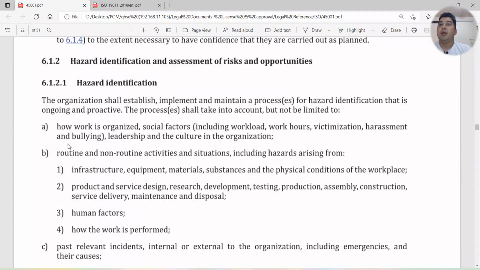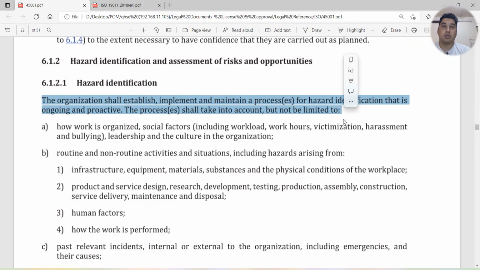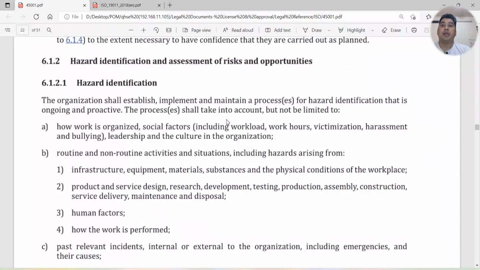The organization shall establish, implement, and maintain a process for hazard identification that is ongoing and proactive. The process shall take into account but not be limited to the following. So you have to make an SOP for the hazard risk assessment or risk and opportunity register. There should be one process, so it is a requirement. When you are identifying the hazards, these are the things you need to consider, but it is not limited to them.